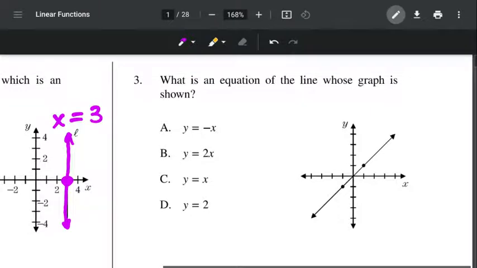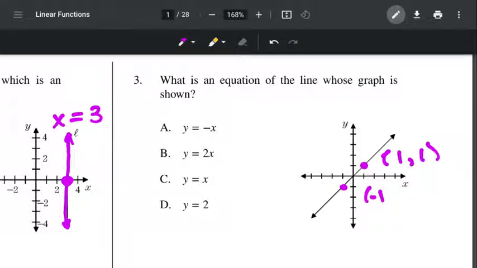Now for question 3, it says, what is an equation of the line whose graph is shown? So what you could do is put each one of these into your y equals and then see which one matches. It's cool, but it doesn't always work. You can still do that. Hopefully you can see on your paper there are some points. This is the point 1, 1, and this is the point -1, -1.